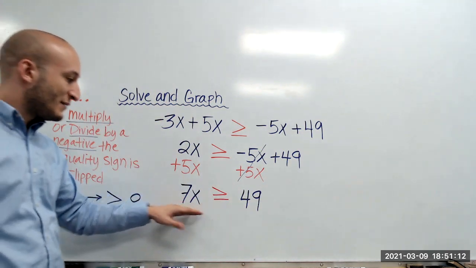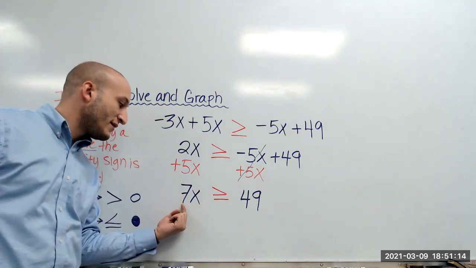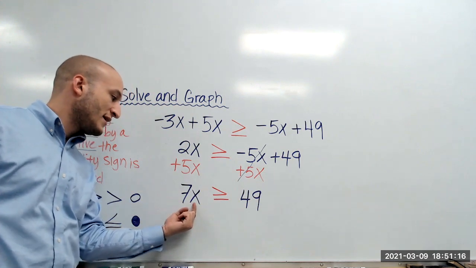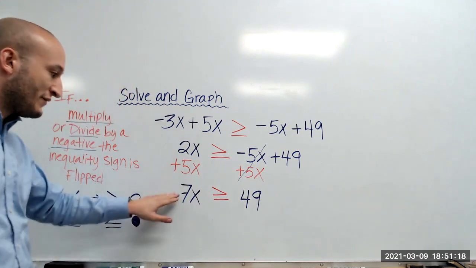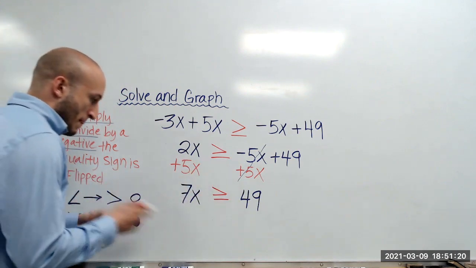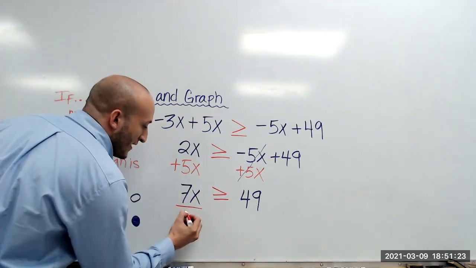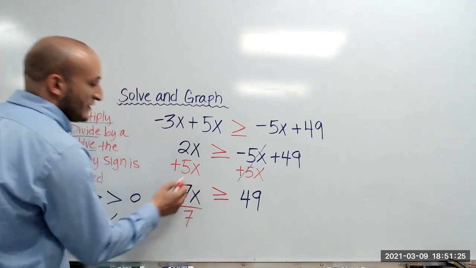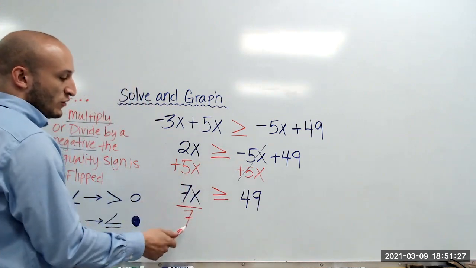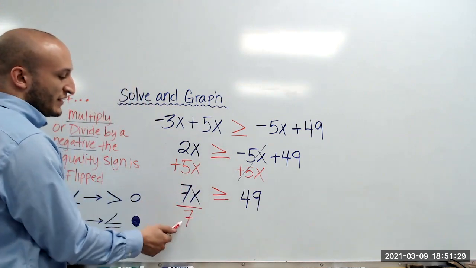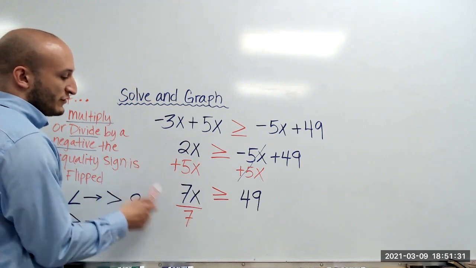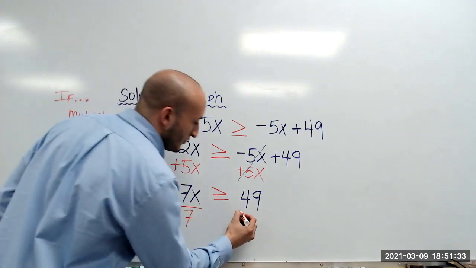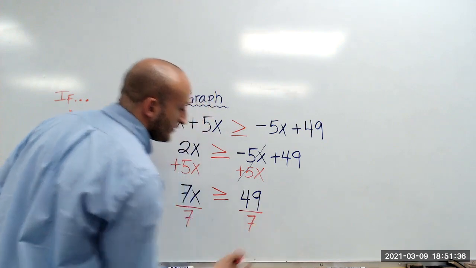Now I'm on my last step here. I still have a 7 being multiplied to the x. I just want to leave the x alone, so I have to move that 7. For me to do that, I need to make this a 1x. Well, 7 over 7, or 7 divided by 7, is 1. So that's why I'm going to divide by 7 to both sides.